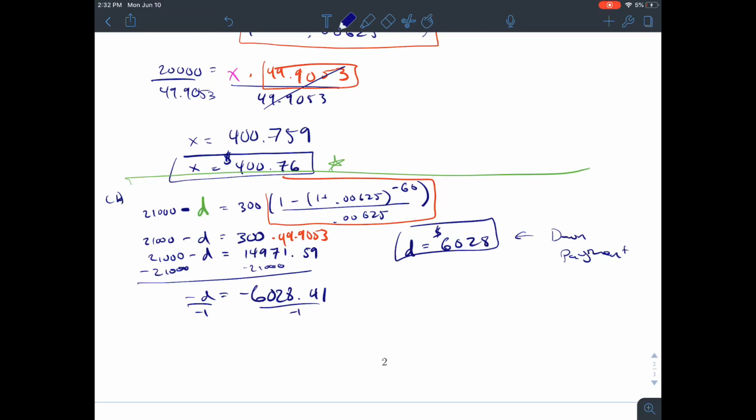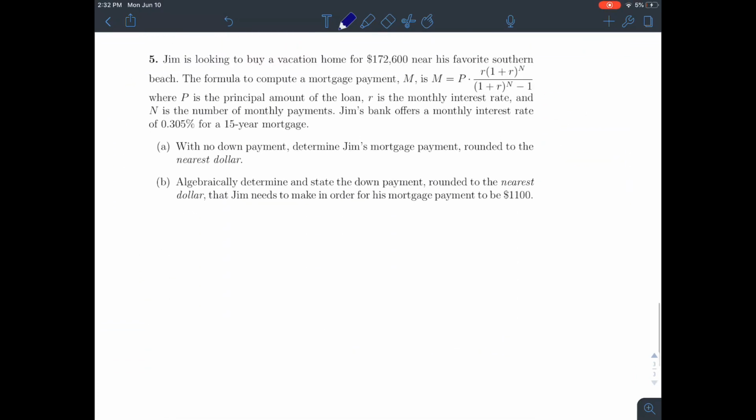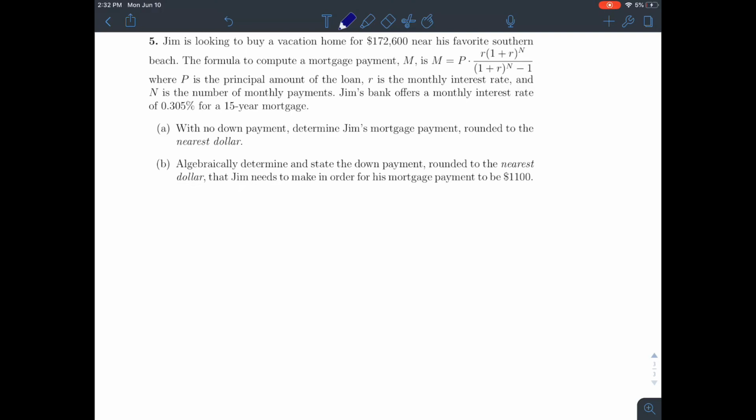Okay, so we are actually done with these two problems. For problem 5, let's see. Jim is looking to buy a vacation home for $172,600 near his favorite southern beach. The formula to compute a mortgage payment, M, is M equals, wow, this is a crazy formula, where P is the principal amount of the loan, R is the monthly interest rate, and N is the number of monthly payments. Jim's bank offers a monthly interest rate of 0.305% for a 15-year mortgage.